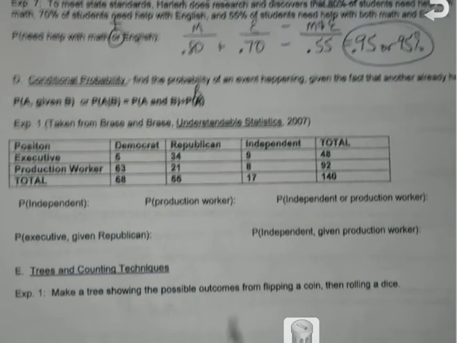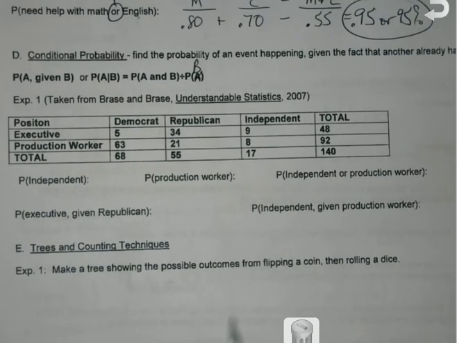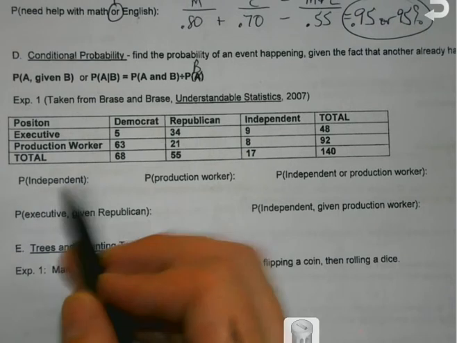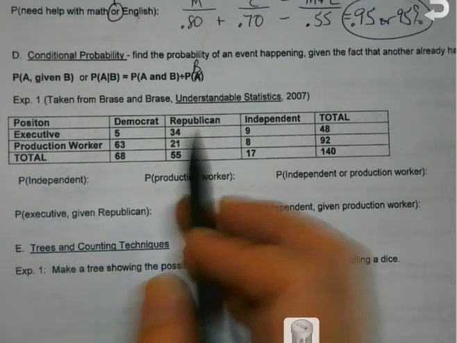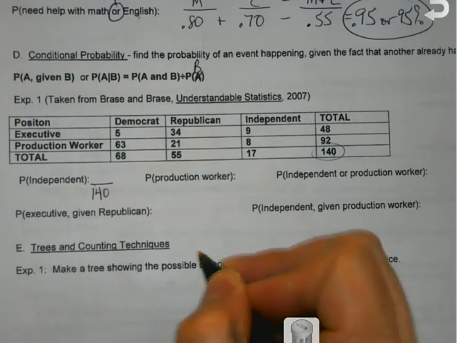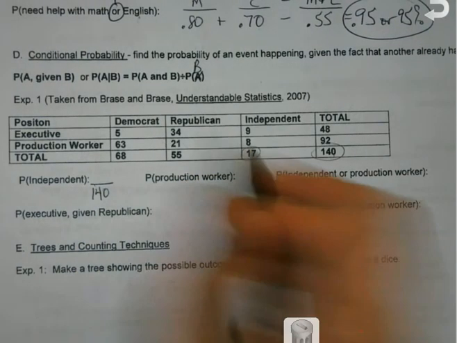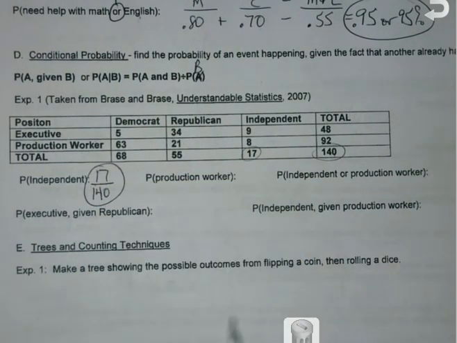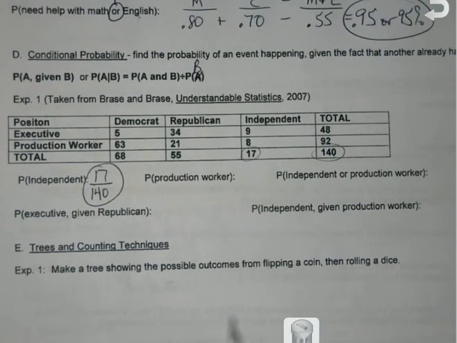So I come down here, and I'm like, okay, probability of being independent. Okay, well, let's see. There's 140 total people working here. And how many of them are independent? 17. Okay. That's pretty straightforward. Probability is not going to be one number. Probability is going to be a fraction. So don't just write down 17 and think you're done.